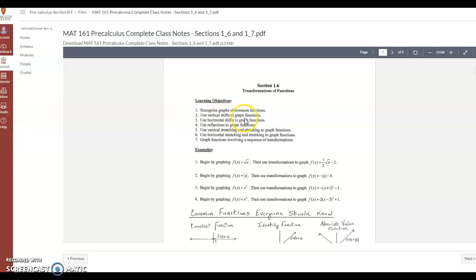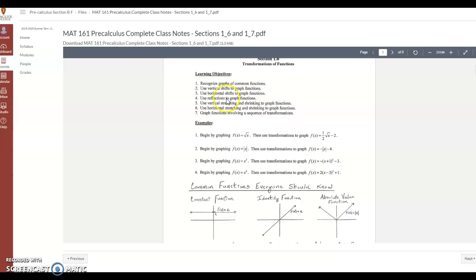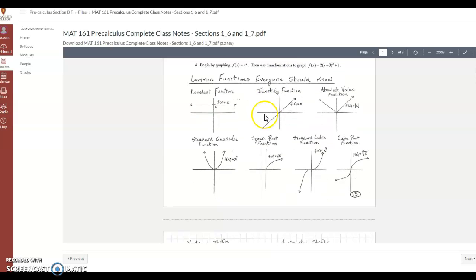Use vertical shifts to graph functions. Use horizontal shifts to graph functions. Understand reflections, whether it's about the y-axis or the origin. Understand vertical stretching and shrinking. Use horizontal stretching and shrinking to graph functions. Graph functions involving a sequence of transformations. I may want to shift it up the y-axis 2 units, then to the left 3 units, etc. So how do I do that? And what does the function look like?